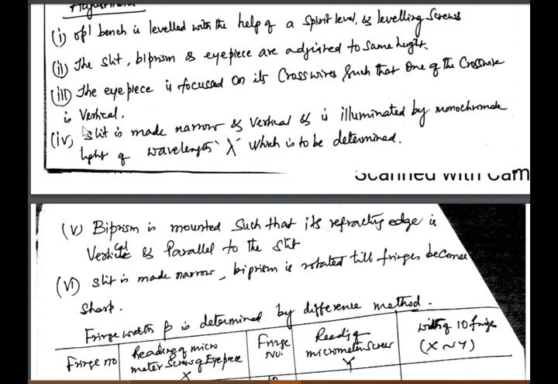And the third adjustment is the eyepiece is focused on its cross wires. There are 2 cross wires in the eyepiece. One of the cross wires must be made vertical, the other one will be horizontal.